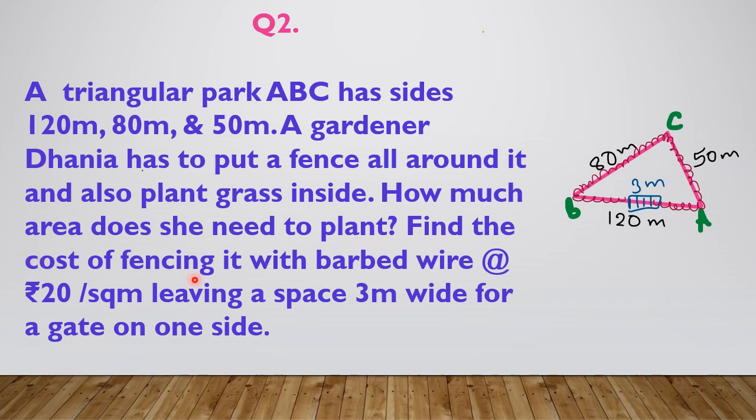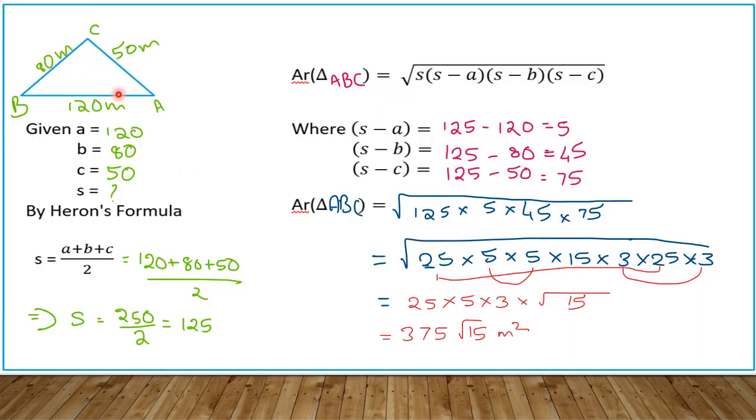How much area does she need to plant? Right? Now find the cost of fencing it with the barbed wire, leaving a space of 3 meter wide for a gate on one side. We have to calculate the perimeter, subtract 3 meter, and for 1 meter if the cost is this much, then for the total perimeter how much we will be requiring is what you need to calculate. Since we have already done this question, let us understand it quickly. Here we have taken the value sequence as they have given, 120, 80 and 50. Though the entire calculation here is the same, we'll proceed using this whole process as it is.